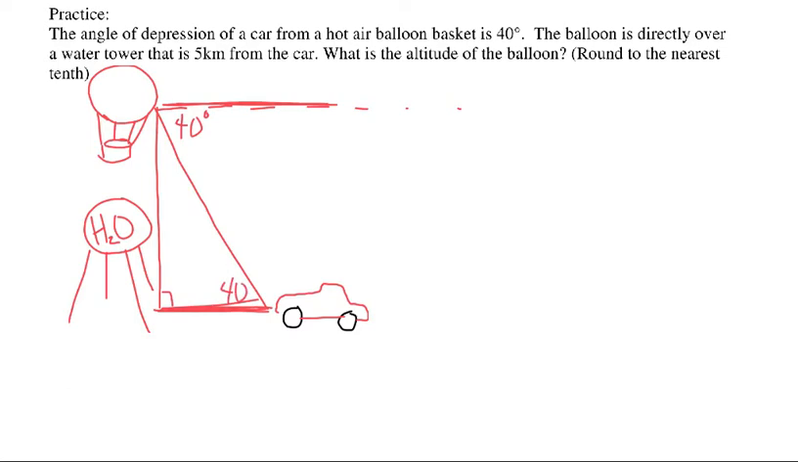So then we know that the balloon is directly over the water tower, and it is 5 kilometers from the car, and we need to figure out the altitude, so what our height of the balloon is off of the ground. So then we need to go through and label based on the 40 degrees. This is an adjacent side, and our x is our opposite. So the trig ratio that uses opposite and adjacent is tangent.